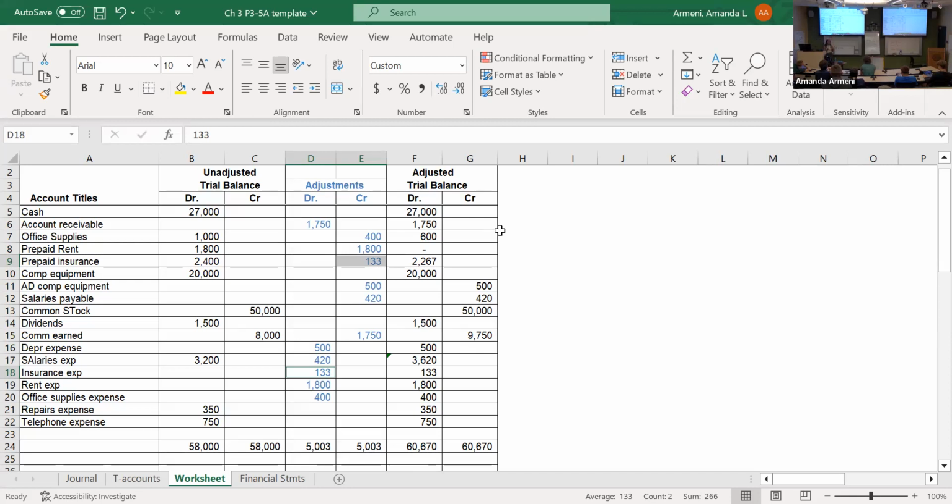So for the adjustments, remember I said skip the T accounts. Don't worry about the T accounts for your adjustments. Just go ahead and stick them right in those middle columns of your worksheet. Okay, a debit to insurance expense, a credit to prepaid insurance. Any question on that first adjustment?